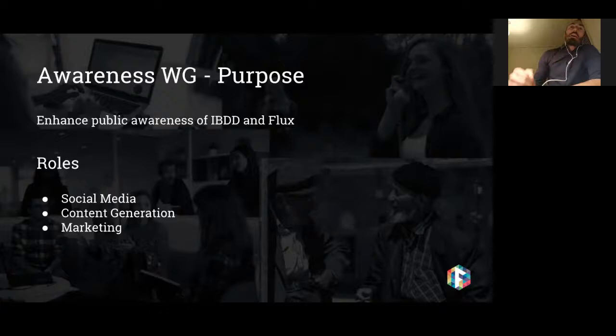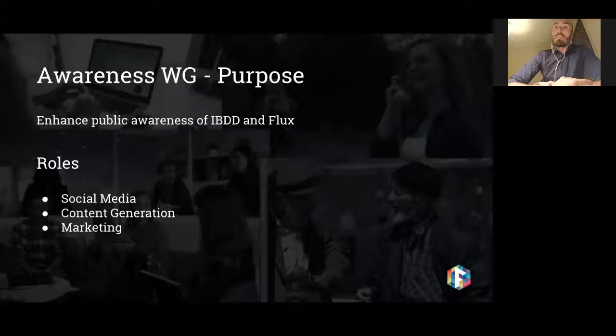Great. So the purpose of the working group is enhancing public awareness of issues-based direct democracy and Flux. And we see this happening in 3 ways, 3 prongs of raising awareness. Social media is a huge way to engage and a very strong platform of engagement so far. Content generation, actually generating content, generating videos, memes, presentations, that sort of thing, posters even, and then marketing.